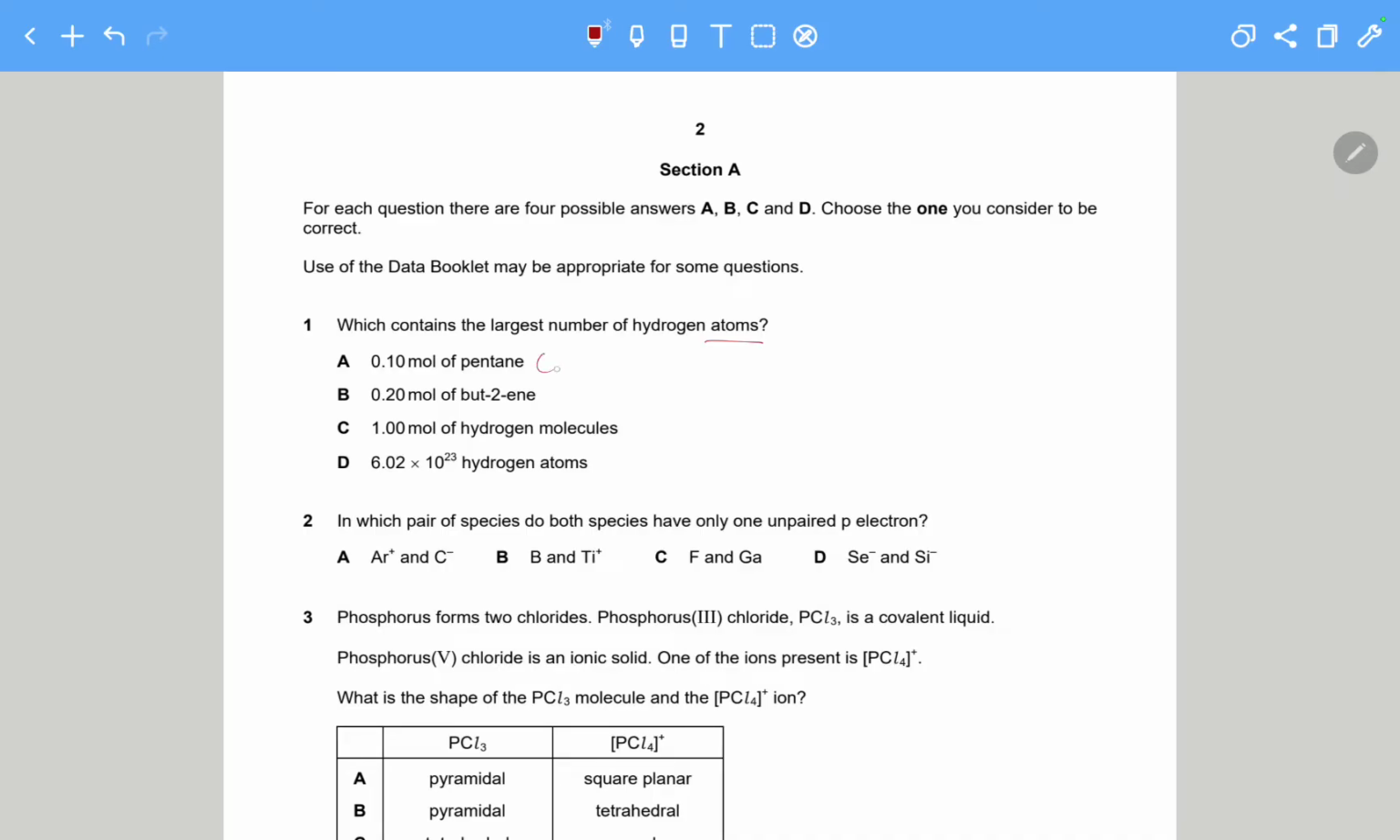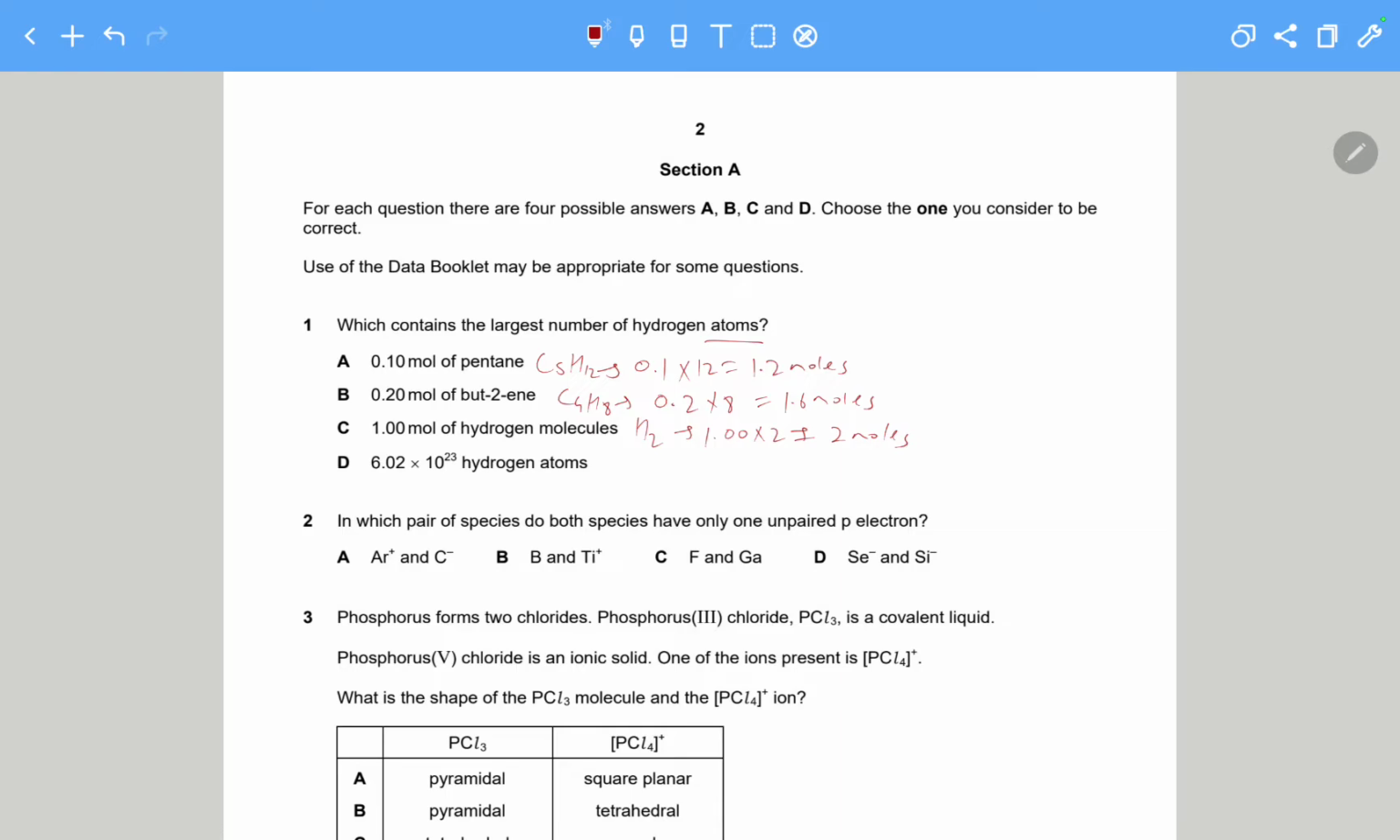First, always write the formula. C5H12, which is 0.1 mole of pentane, means 0.1 times 12 hydrogen atoms, which is 1.2 moles of hydrogen atoms. Then butadiene, C4H8: 0.2 times 8 is equal to 1.6 moles. Then H2, which is 1.00 times 2, which is equal to 2 moles.